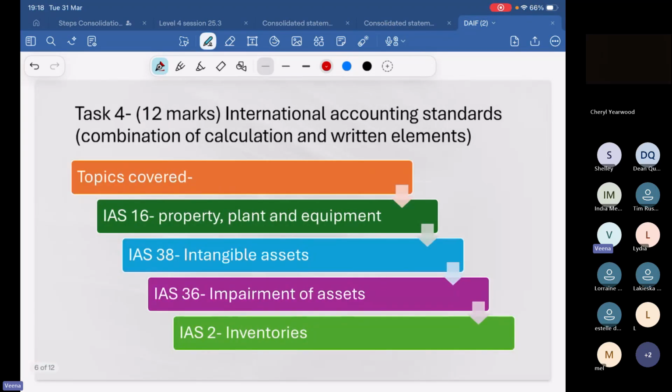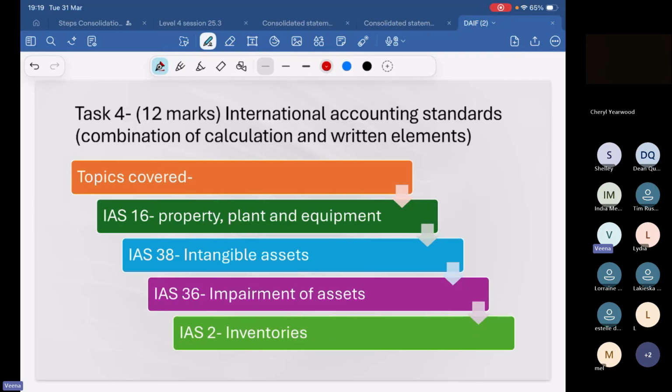The next one is task 4, which is 12 marks based on international accounting standards. It is a combination of calculation and written elements. Now, there are so many topics covered in this. Again, you could be asked to write definitions of what is an asset, what is a liability, and those sort of simple things. And you are supposed to know other bits and pieces here. So there are topics which you have to cover on international accounting standards. So there is IAS 16, 38, 36, and IAS 2, which covers all your assets.